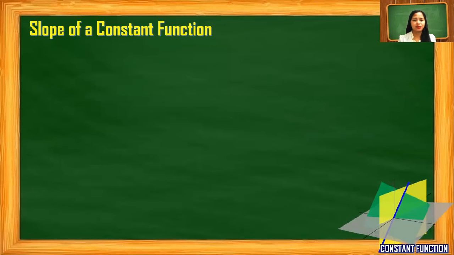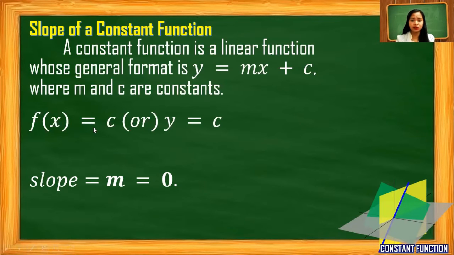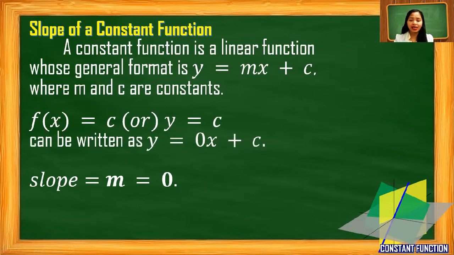Now, let's talk about the slope of a constant function. The slope is denoted by letter m that is equal to 0. So why is it that the slope is equal to 0? Because a constant function is a linear function whose general format is y is equal to mx plus c, where m and c are constants. And remember that our constant function is f of x is equal to c, or y is equal to c. And that can be written as y is equal to 0x plus c.